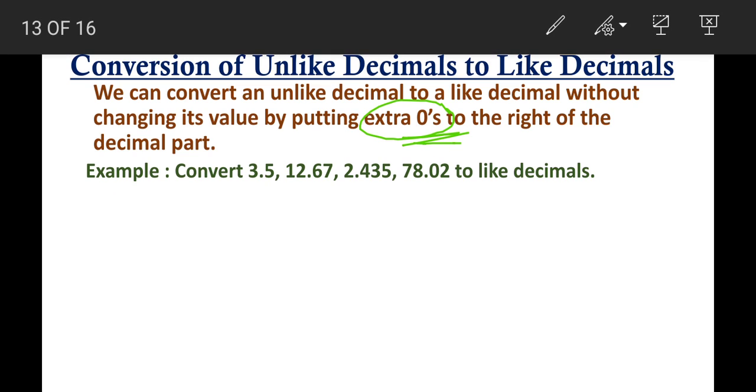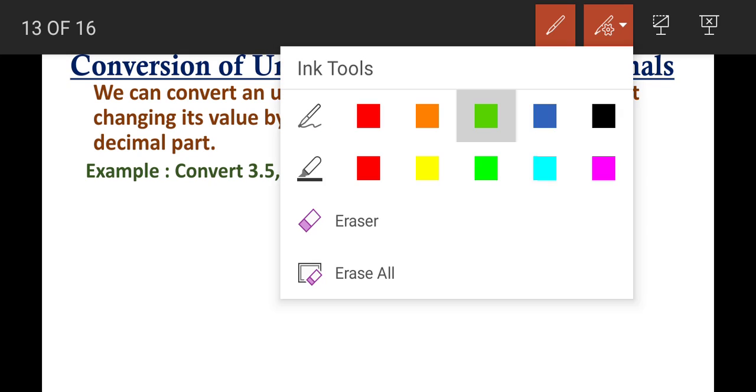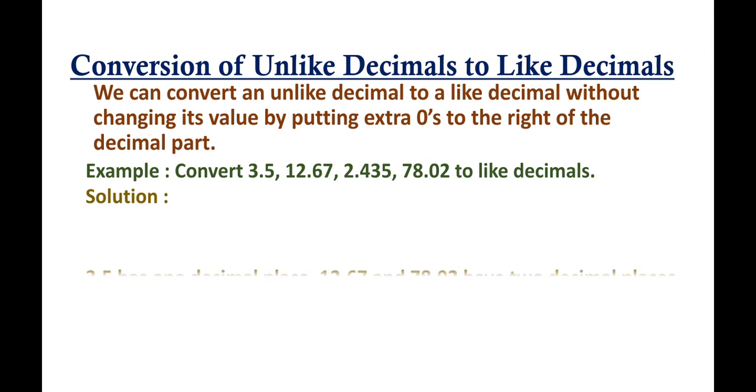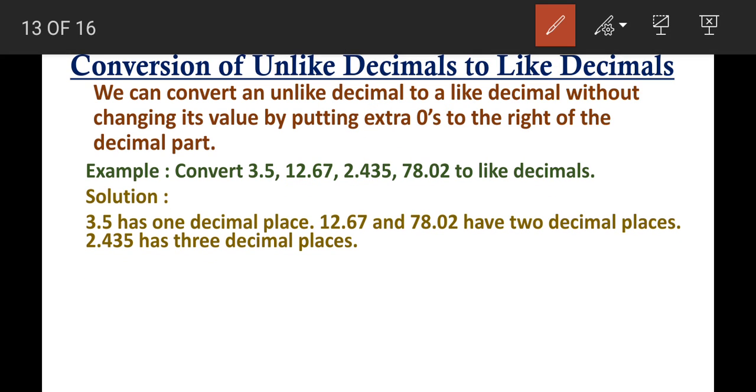Convert 3.5, 12.67, 2.435 and 78.02 to like decimals. All these four numbers contain a different number of decimal places, so we have to convert them to an equal number to get like decimals. Here is the solution. First, 3.5 has only one decimal place, 12.67 and 78.02 have two decimal places, and 2.435 has three decimal places.